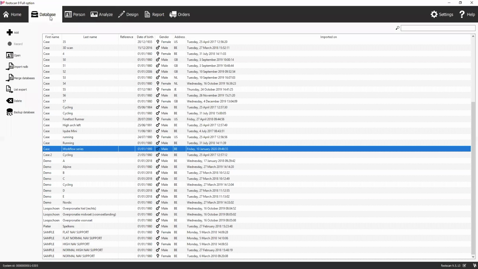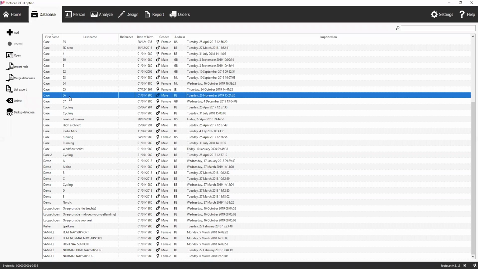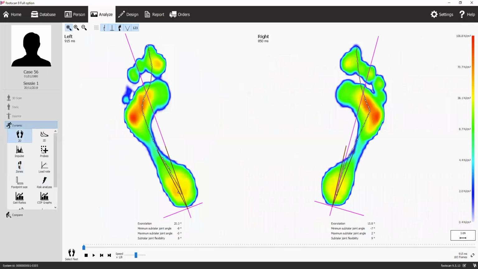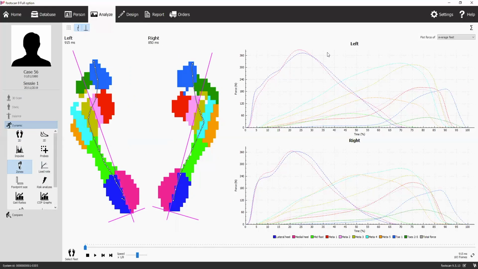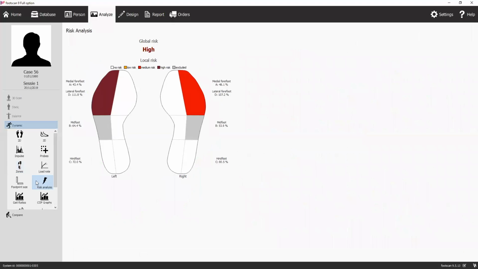Let's go back to the other case. This person has a high load on the lateral forefoot. You can see the 4th and 3rd, 5th, 4th, and 3rd being the highest. Let's see what the risk analysis looks like. It shows a high and a medium risk for the lateral forefoot because the load is much higher compared to the medial side. That's it for the analysis part.